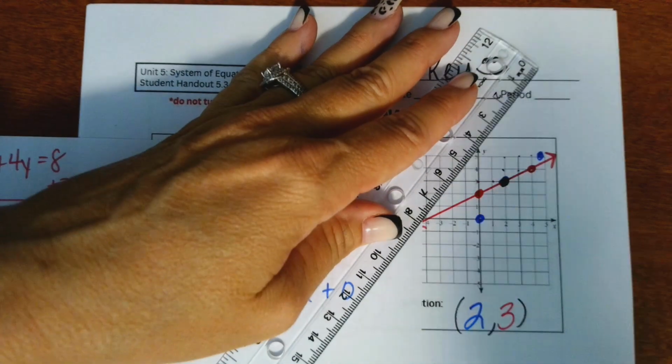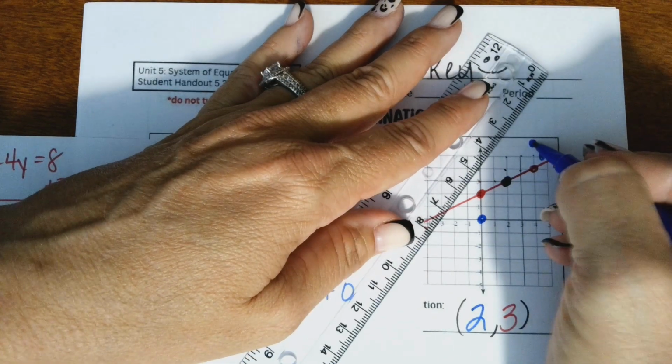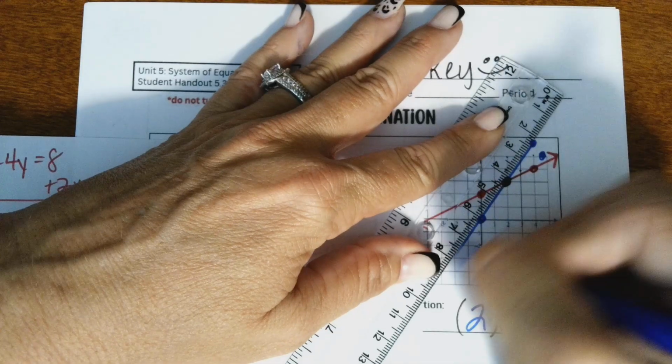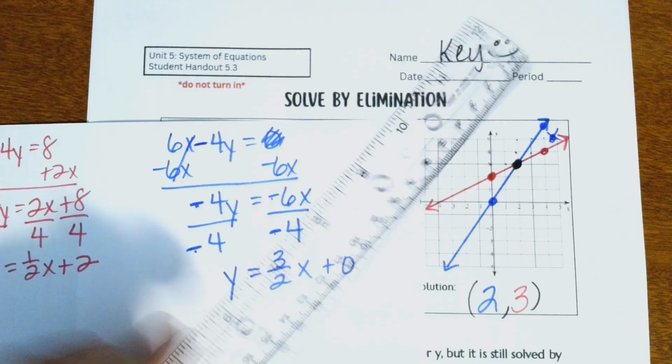Ooh, I did that wrong. Rise 3, run 2. I could tell it was wrong because my points were not in a straight line. So that is wrong right there.